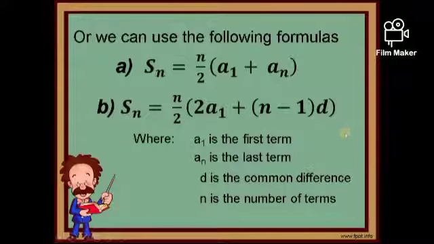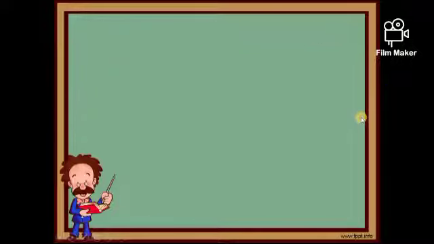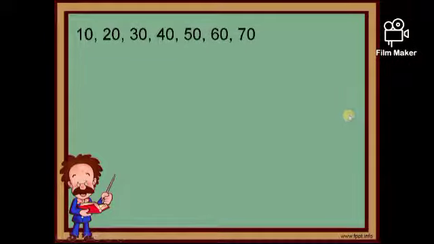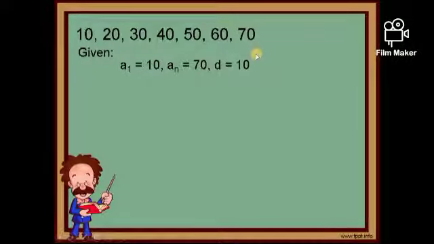Take time to memorize this formula. So let's proceed. Now, let's use this formula on our sequence and let's see if we get the same answer. So given, we have a sub 1 is equal to 10, our first term.